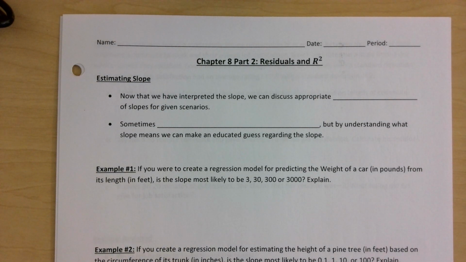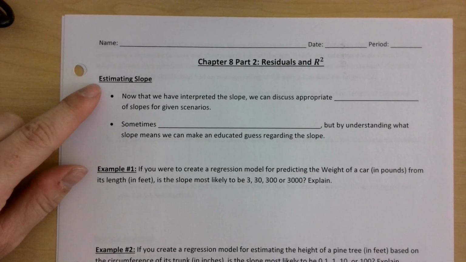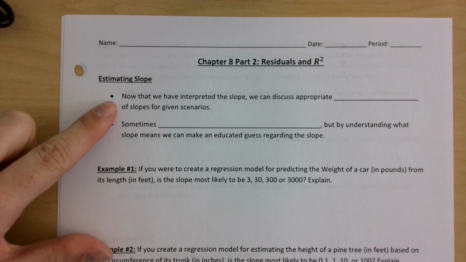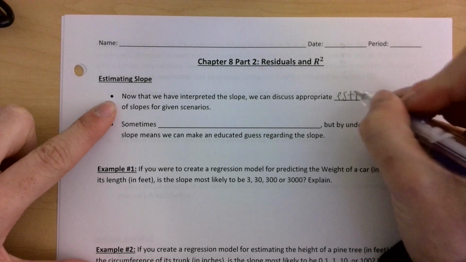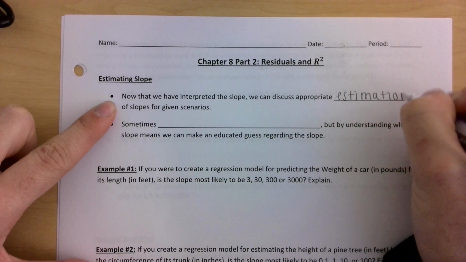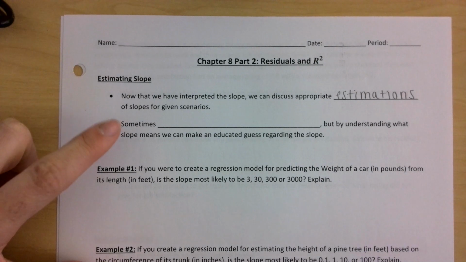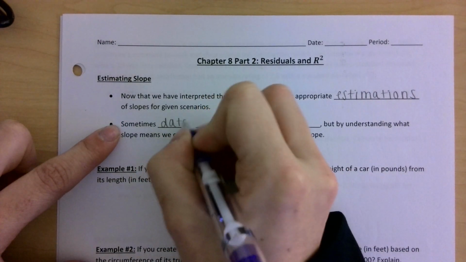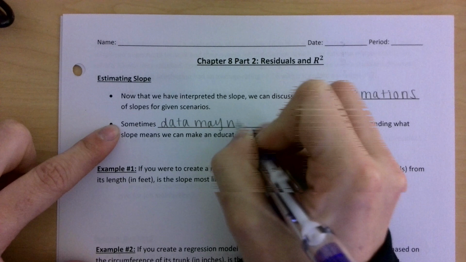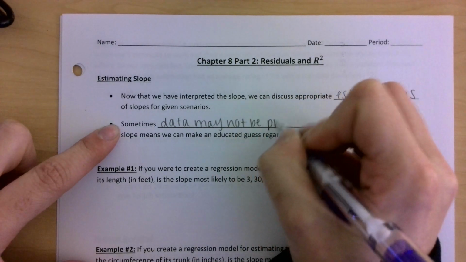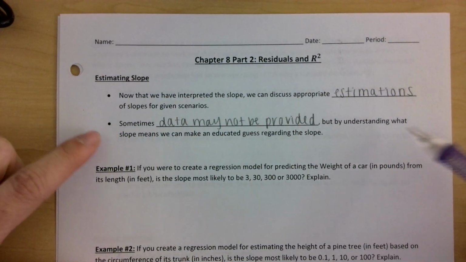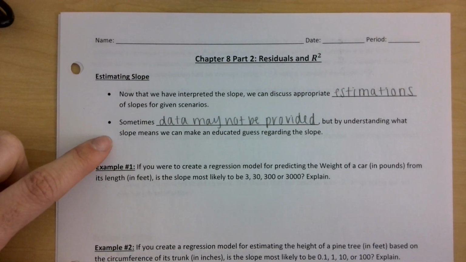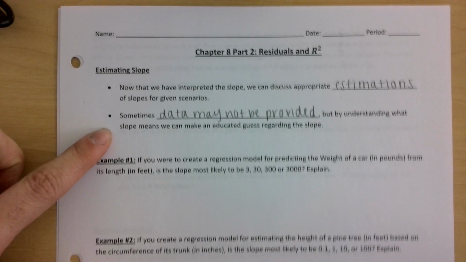Chapter 8, Part 2 is all about residuals and r squared. So the first thing we'll talk about is estimating slope. Now that we have interpreted slope and we know what the slope means, we can discuss appropriate estimations of slopes for given scenarios. Sometimes the data may not be provided, but even if we don't have that exact data, if we understand what the slope means, we can make an educated guess regarding that slope.